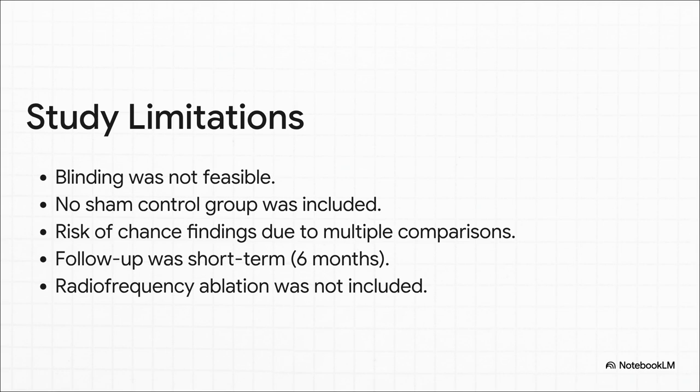And you don't need to go crazy here. You don't need a laundry list of limitations. Just pick one or two of the big ones. The really obvious ones are, they couldn't blind anyone, which makes sense. The follow-up was pretty short, at just 6 months. And a big one, they didn't include radiofrequency ablation. Just dropping one or two of those into your answer is such a simple, powerful way to show you can critically appraise a paper. Right?